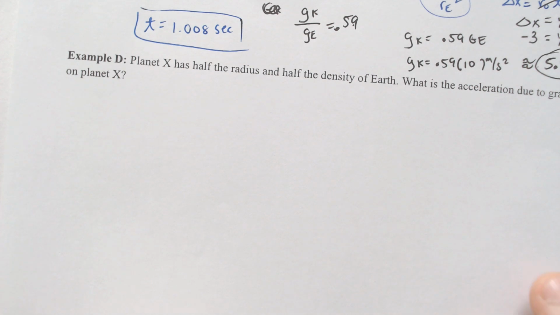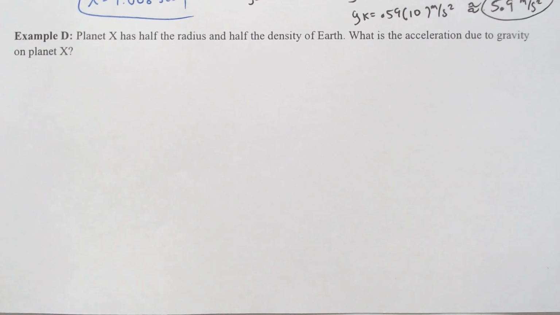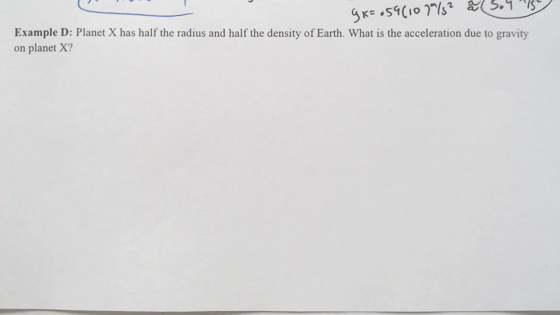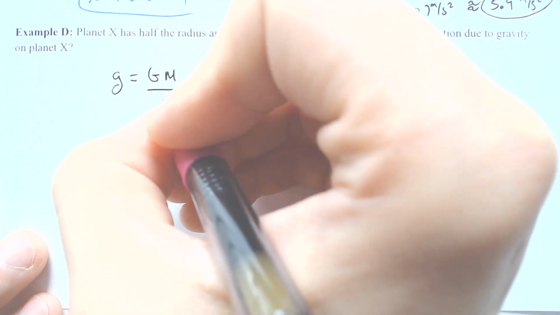All right. Planet X is half the radius of Earth and half the density of Earth. What is the acceleration due to gravity on planet X? This is going to involve a little bit of an AP Physics 2 idea, because density is more of an AP Physics 2 material, but it's still kind of neat for gravity. So gravity would equal GM divided by r squared.